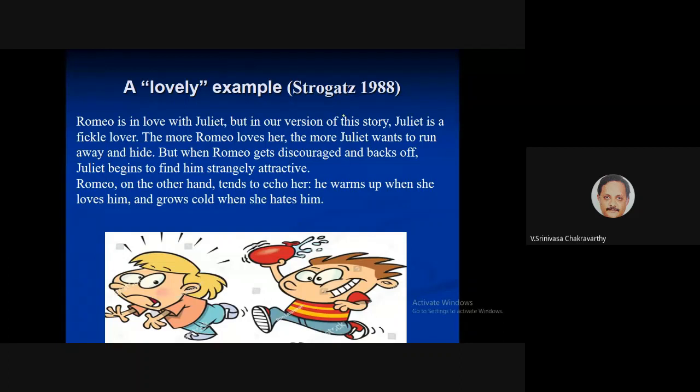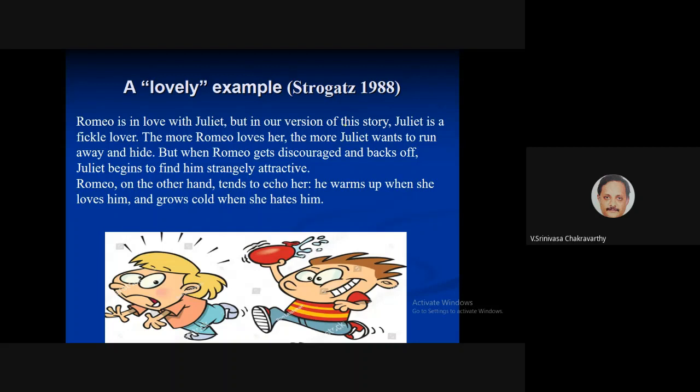This is the dynamics of interaction between a girl called Juliet and a guy called Romeo. So the problem statement is like this: Romeo is in love with Juliet, but in our version of the story, Juliet is a fickle lover. The more Romeo loves her, the more Juliet wants to run away and hide. And when Romeo gets discouraged and backs off, Juliet begins to find him strangely attractive.